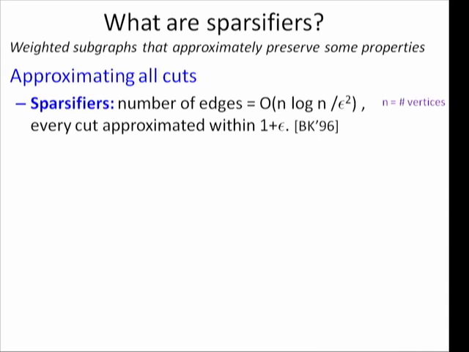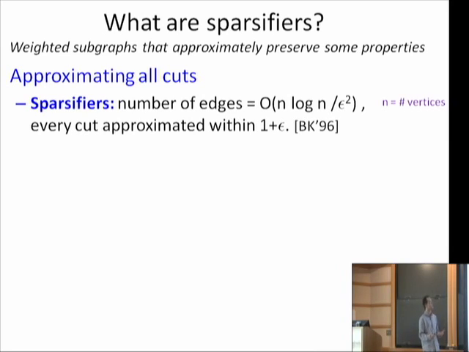Let's start off with a simple example. In fact, this will be the notion that we use throughout the talk, which is approximating all the cuts of a graph. A well-known theorem of Benczúr and Karger from '96 is that there exist sparsifiers with roughly n log n edges that preserve every cut in the graph to within a factor of 1 plus epsilon. Here n is the number of vertices in the graph.